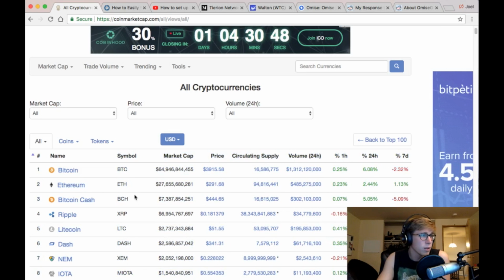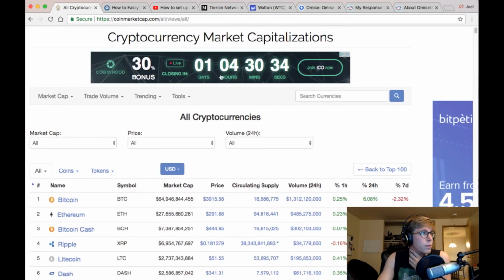Hopefully it can break 4,000 again. That seems to be the place where it's having the most trouble, is getting past 4,000. But yeah, starting to look good. Markets are looking better. Hopefully that continues.